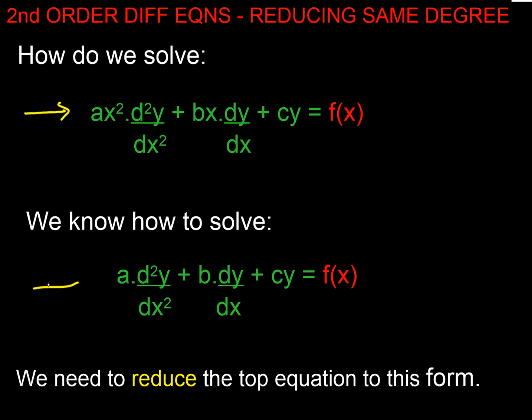Now we know how to solve equations that look like this, where I've just got ordinary constant coefficients here, a, b and c. What's the difference of the ones at the top? Well, rather than just having an a here, I've got an x squared, and here, instead of the b, I've got an x. And we need to reduce them from this top form to that form there, and then we can solve them. We're going to do this reduction using a substitution.